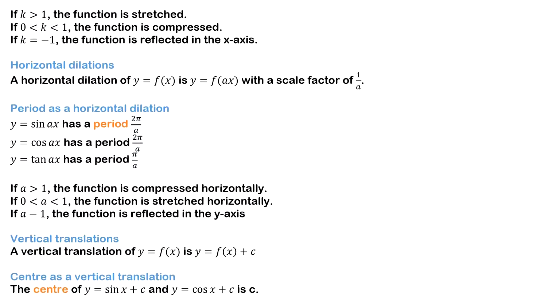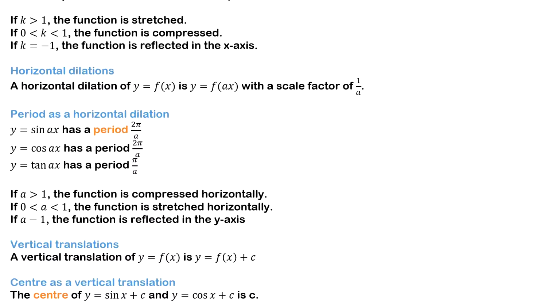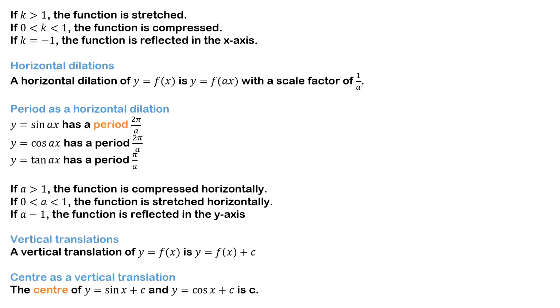We also have horizontal dilations. Remember, this is your a value, and it has a scale factor of 1 over a. In terms of your trigonometric functions, this is your period. If a is greater than 1, the function is compressed horizontally. If a is between 0 and 1, the function is stretched horizontally. And if a is negative, the function is reflected in the y-axis. The period is the speed that a wave goes through a full cycle.